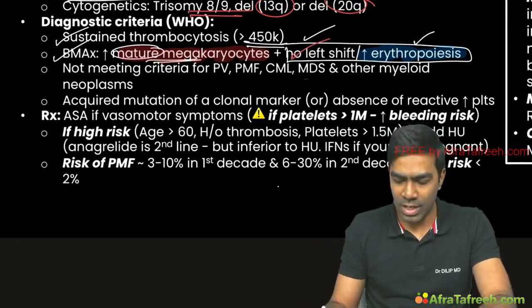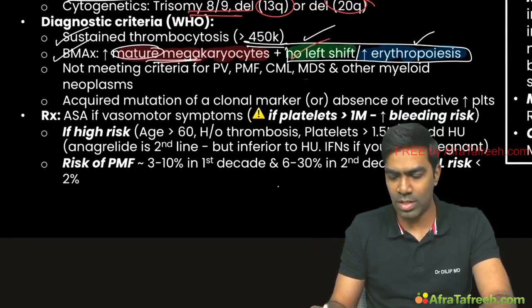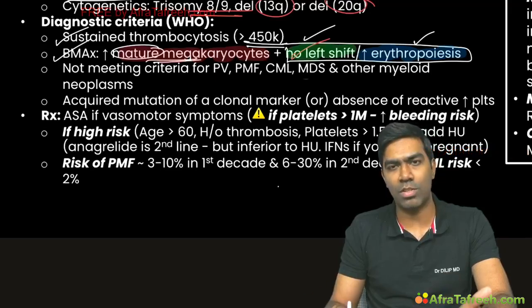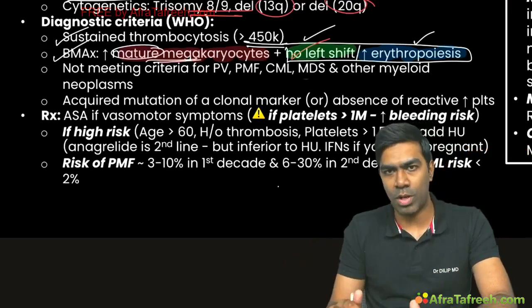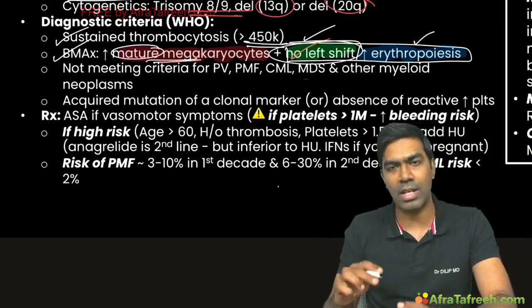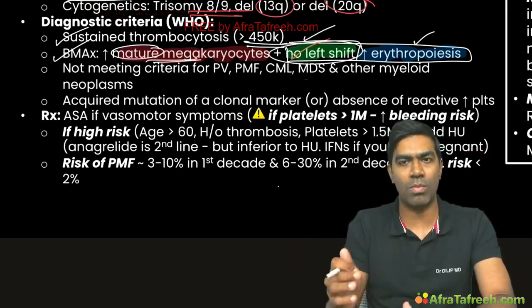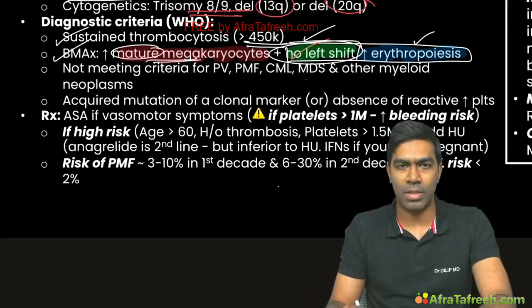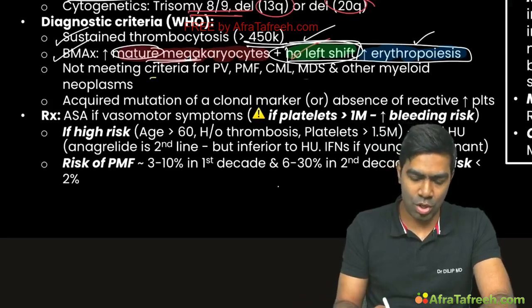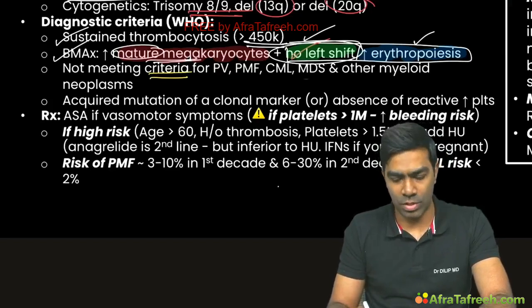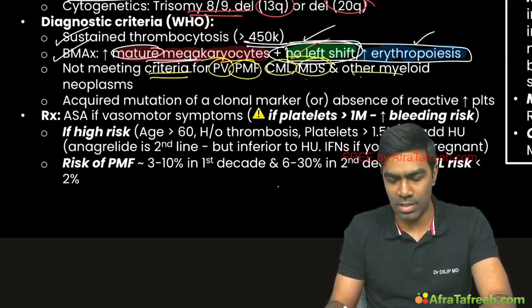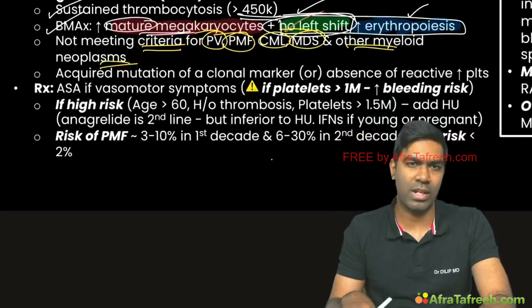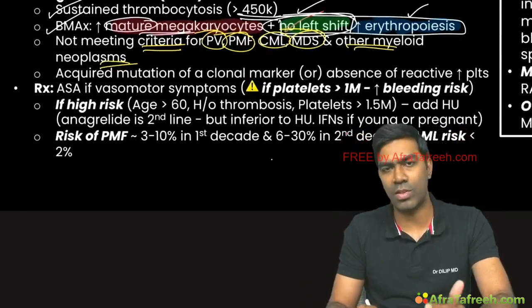And to be honest, the left shift is the one that's going to be more important in the setting of essential thrombocytosis, because there could be slight granulocyte hyperplasia in the bone marrow, but apart from that, you should not have any absolute left shift in the bone marrow or probably in the peripheral blood. And patients should not meet criteria for the diagnosis of polycythemia vera, primary myelofibrosis, CML, MDS, and other myeloid neoplasms. So technically, we can say that essential thrombocytosis is a diagnosis of exclusion.